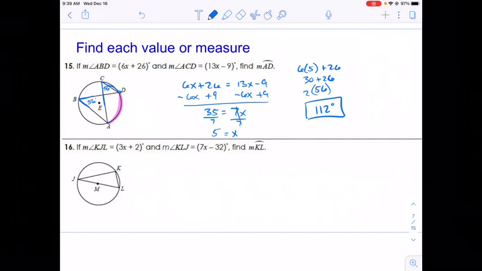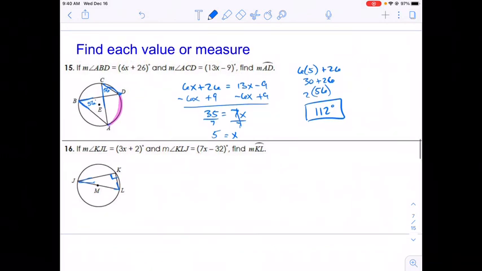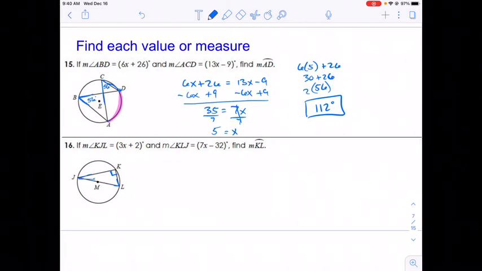All right, so once again, if you look here, we notice that this angle JKL opens up to a diameter, which means this is a right angle. So angle KJL is equal to 3x plus 2. That's this angle here. And the other angle KLJ is going to be this angle here, equal to 7x minus 32. So if this is a right angle, then angles at J and L are going to have to equal 90 as well, because together they have to equal 180.